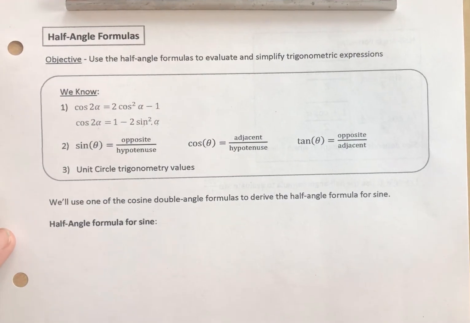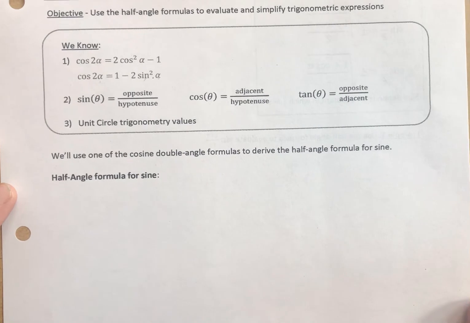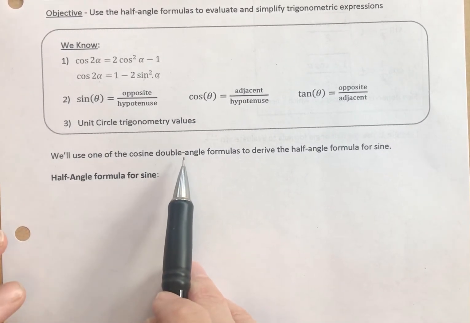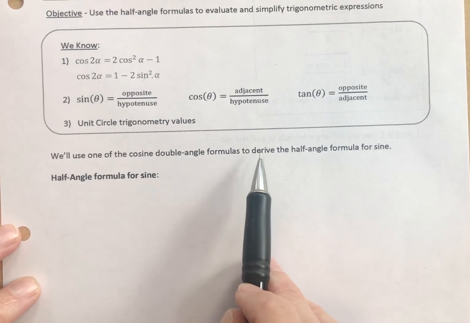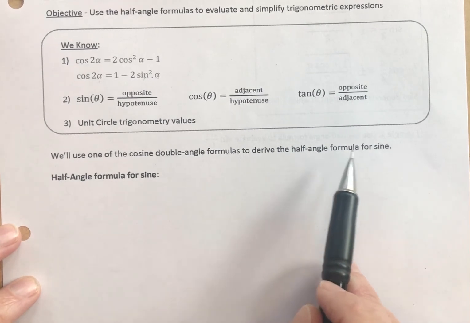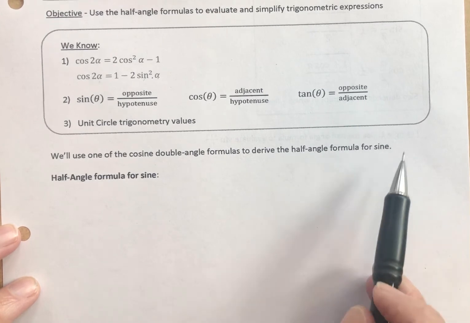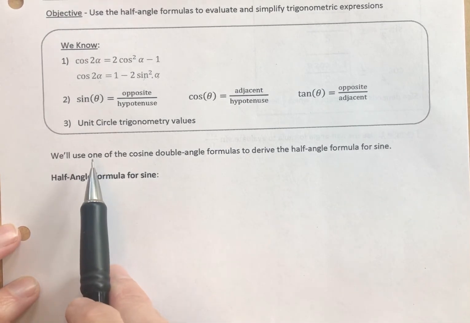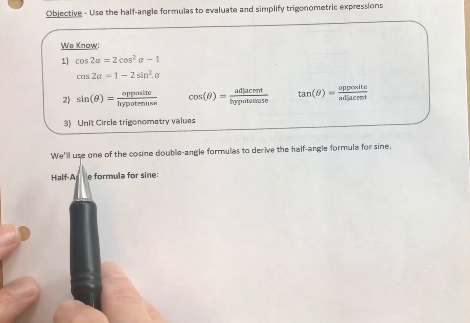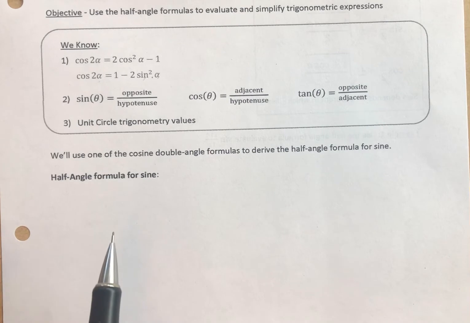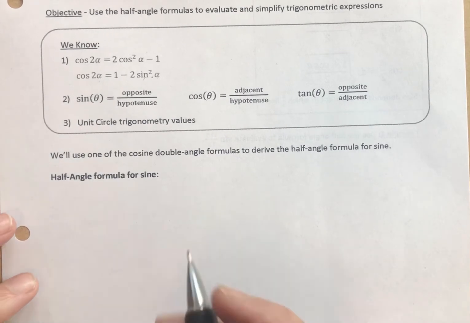Okay, so let's use one of these cosine double angle formulas to derive the half angle formula for sine. Again, we can do the same thing with the other double angle formula to derive the half angle formula for cosine, but there's no need. You'll see how it all works, and if you want to go forth and do that, you can.